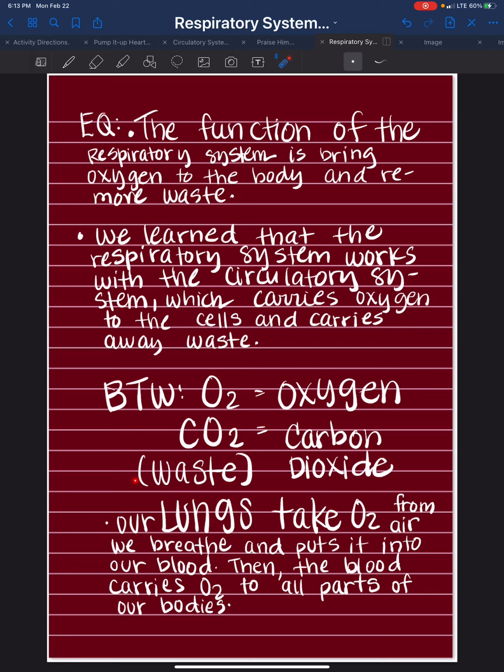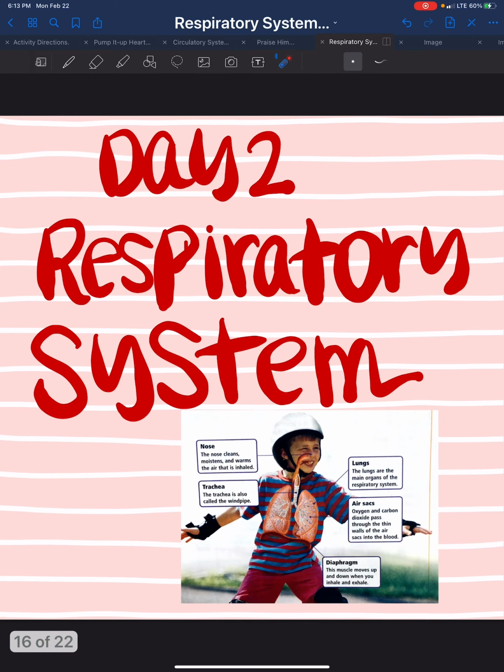Now, that's not like waste from our digestive system. It's like old air that our body has to run back through the heart and the lungs to get us back to new air, oxygen. Our lungs take O2 from the air that we breathe and put it into our blood. Then the blood carries oxygen to all parts of our bodies.